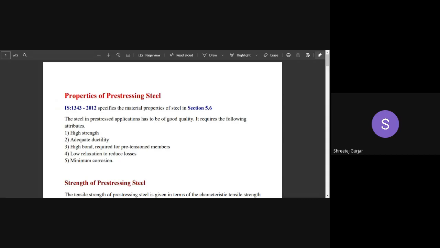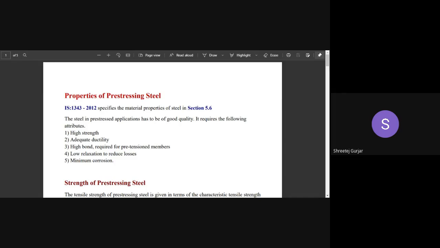In this particular section 5.6, the material properties of steel are specified. So you can go through this section and read the material properties of steel which are required. The steel in pre-stressed application has to be of good quality, right? Not like the regular HYSD, that is the deformed steel, and the mild steel which we use in RCC. That is not applicable here.